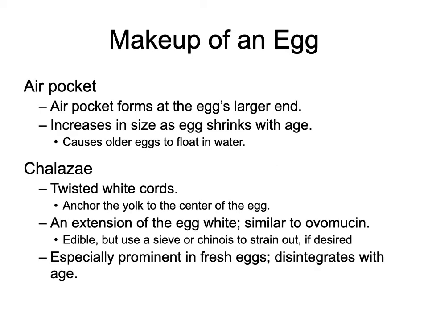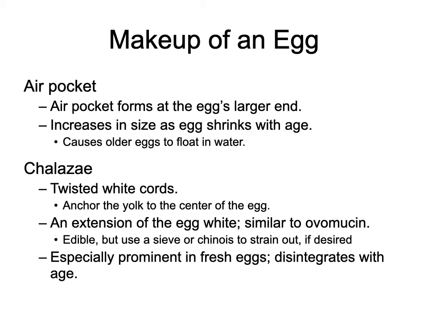The air pocket in an egg forms in the larger end, and it increases in size as the eggs age because the proteins start to shrink. If you want to know if an egg is old, you can float it in water. If it floats, chances are that air pocket is fairly large, which means the egg is fairly old. That also means it's going to be more difficult to separate the egg yolks from the egg whites. It also might not coagulate or whip as nicely as a fresher egg.